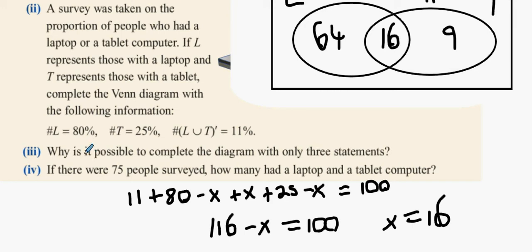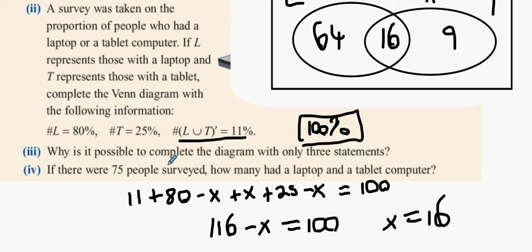Why is it possible to complete the diagram in only 3 statements? Well, this statement gave us the outside region, and you only need 2 statements to find the inside region. So I suppose we can just explain it like this, that this statement here told us the outside, and we know there is a fourth statement though, isn't there? What's the fourth? The fourth statement is that everything must add up to 100%. So you need 4 statements for 4 regions. The fourth statement wasn't stated, but we know that all 4 regions have to add up to 100. Does that make sense? Okay.